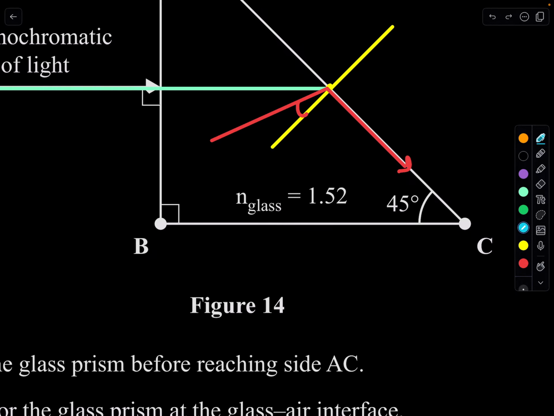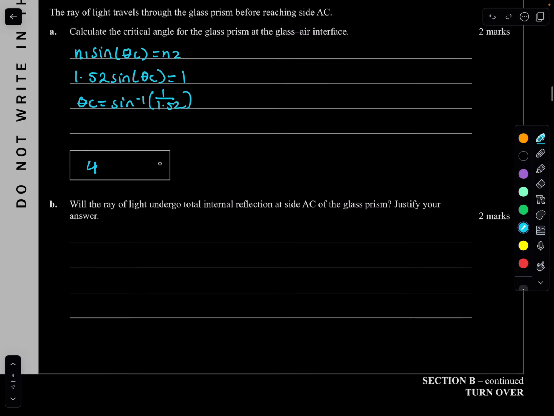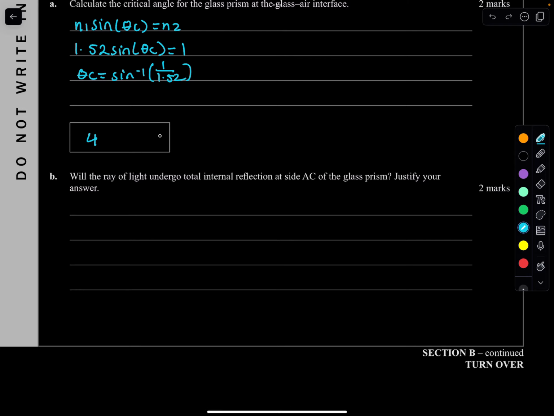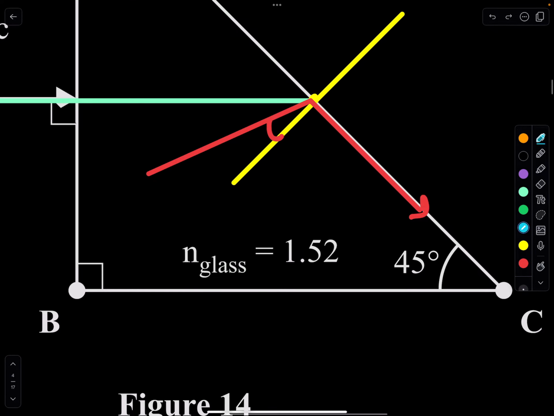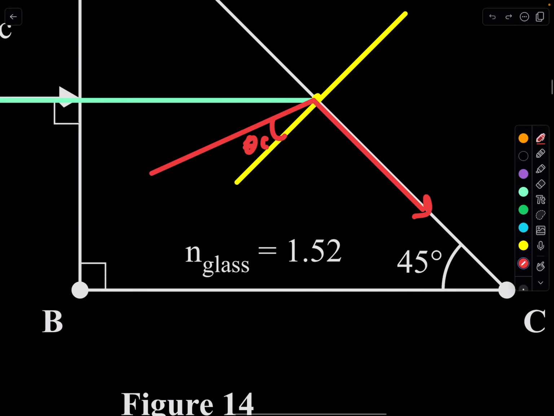Will the ray of light undergo total internal reflection at the side AC of the prism? Justify your answer. All right, let's look at this. If our critical angle is here, and our incident ray, you can see that the incident ray's angle from the normal is greater than your critical angle.